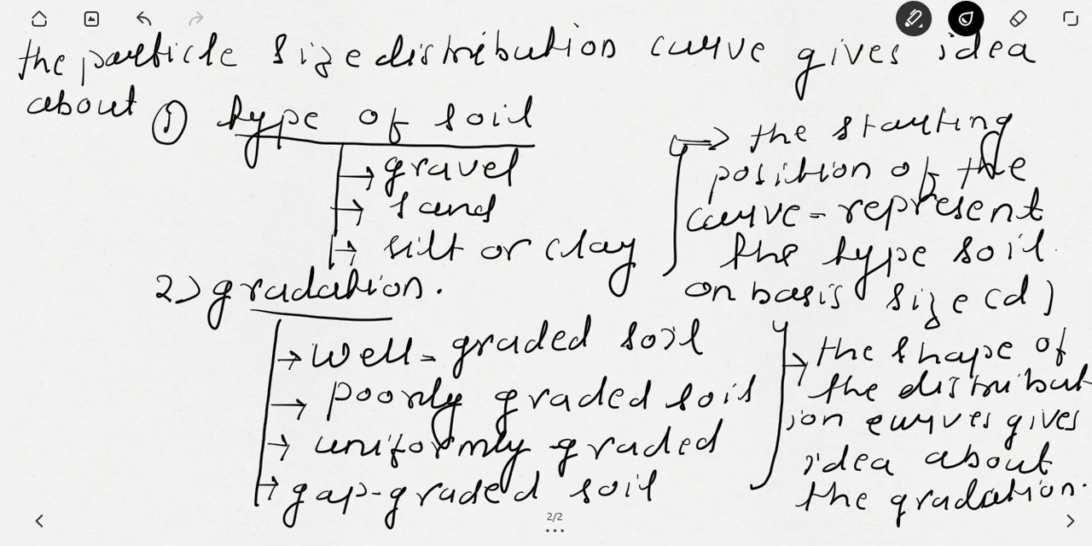These are asked several times in objective questions: what does the position of the curve signify in a particle size distribution curve? Simple, it signifies the type of soil, which type of soil it is, and gradation is compared by the shape. Let me take an example.